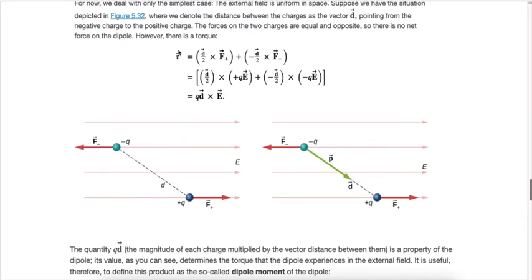Okay, so that torque is given by Q being the amount of charge that we have at the positive charge, D being the distance between them. This D vector is the vector that points from negative to positive, and that's going to cross E. That's a cross product. That would be right-hand rule. We get a torque that makes this dipole rotate.